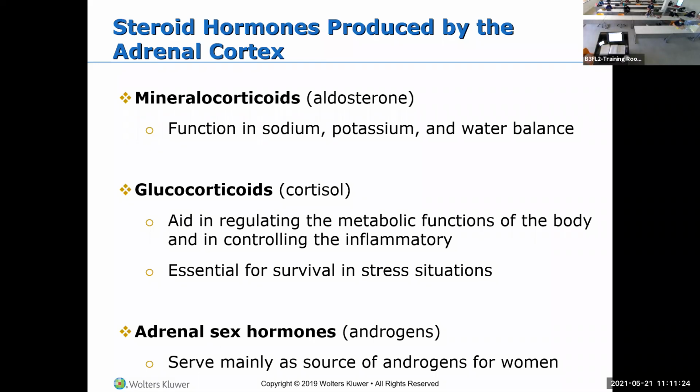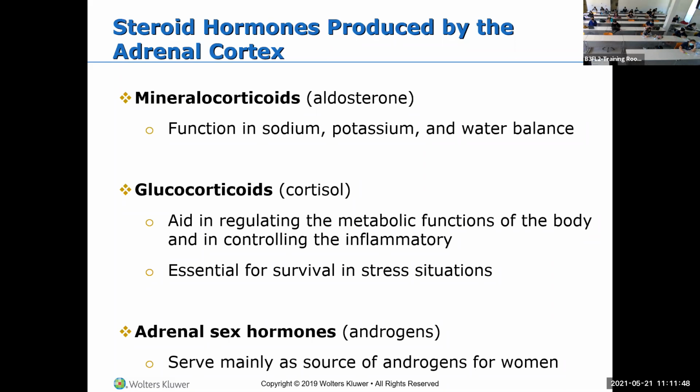Glucocorticoid. That is my cortisol. It aids in regulating the metabolic functions of the body and also in controlling the inflammation. Essential for survival in a stress situation.